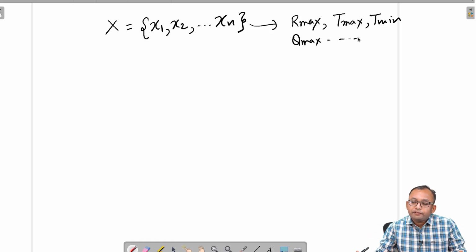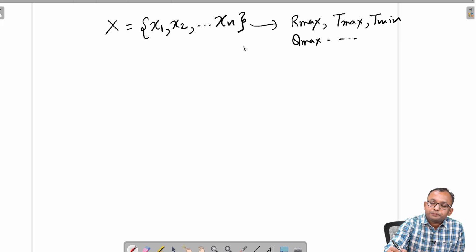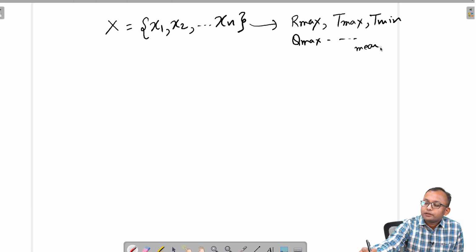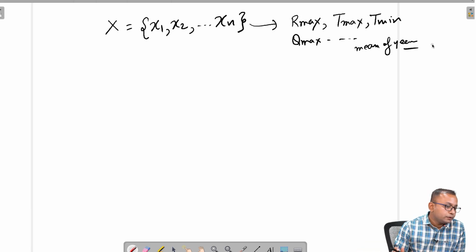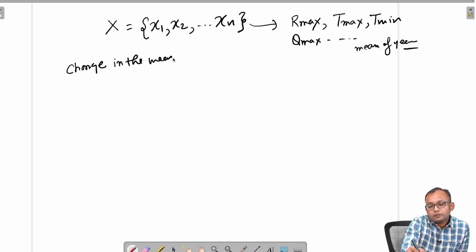So, these are different variables you can select, and you can select the maximum value, or maybe not only the maximum, it can also be the mean value of the year. That is also possible. So, let us say we are talking about a change in the mean. This is, let us say, case 1.